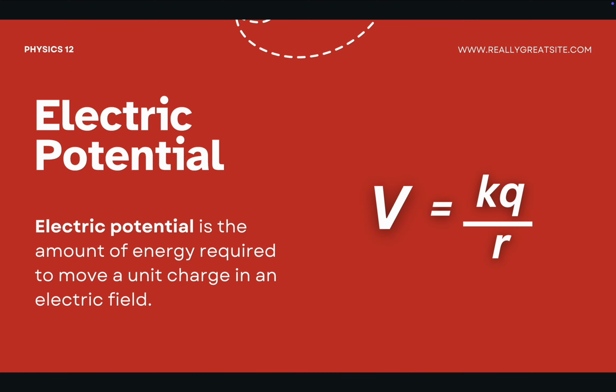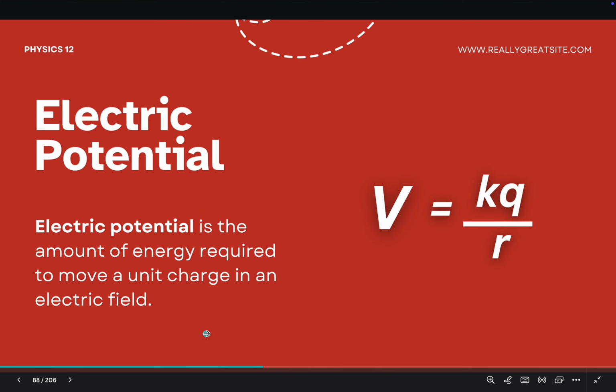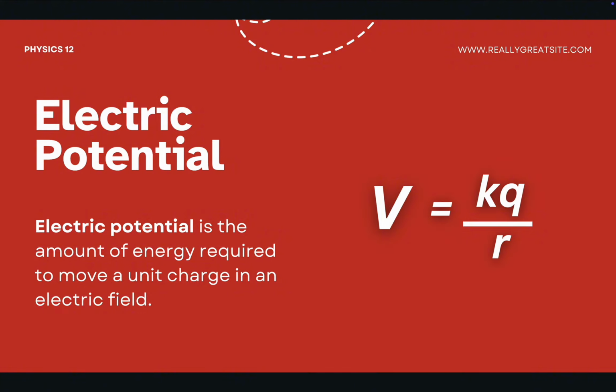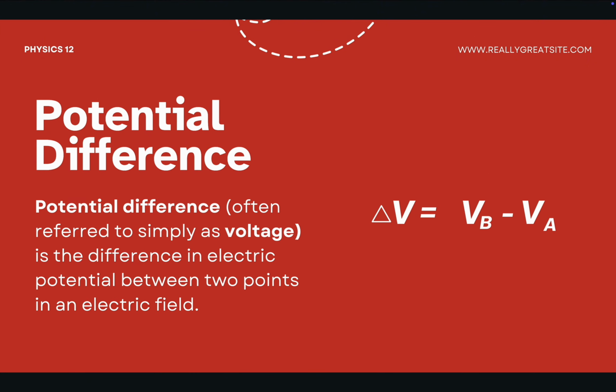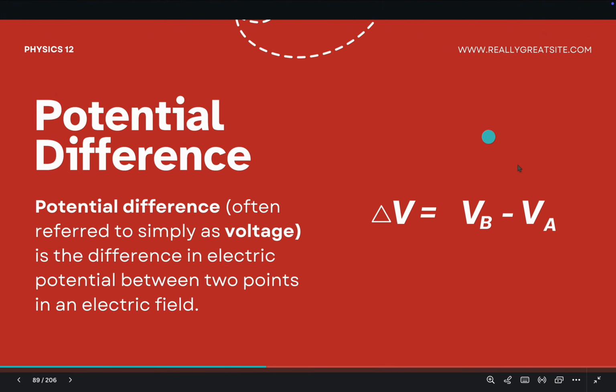Next is electric potential. Electric potential is the amount of energy required to move a unit charge in an electric field. So, ang gagamitin natin na formula sa electric potential is V is equal to K times charge, or K times Q over r, or distance. Pag naman potential difference, often referred to simply as voltage, it is the difference in electric potential between 2 points in an electric field. So, ito ang gagamitin natin na formula sa potential difference. Madali lang siyang gamitin.